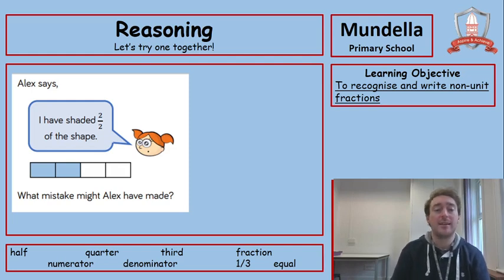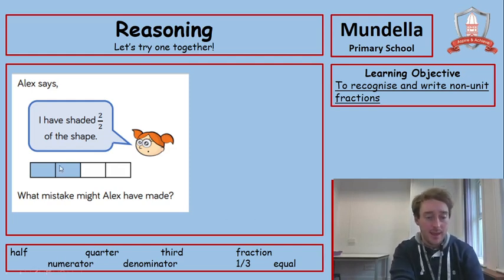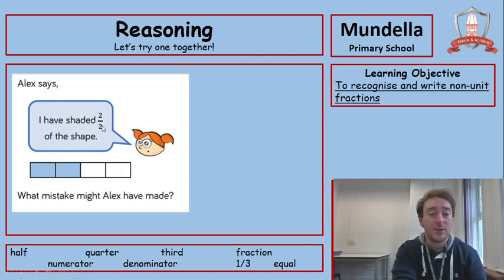What mistake might Alex have made? Well, it looks to me that she has shaded 2. But the thing is, that 2 there is the denominator. It's meant to represent the total amount of parts. Are there only 2 parts here? Or are there in fact 1, 2, 3, 4 parts?